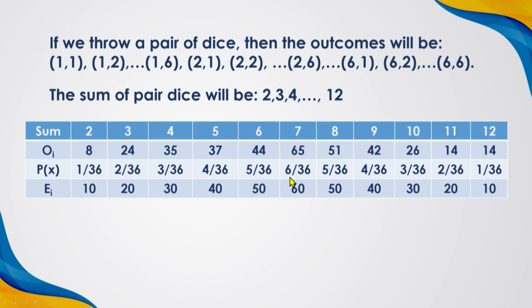4, 5, 6. Whereas for 7, to get a sum of 7 you have 6 combinations. You can just think about the combinations with each number. Start with 1: 1,6, that is 1 plus 6 equal to 7. Similarly 2,5, similarly you can go with 3,4.